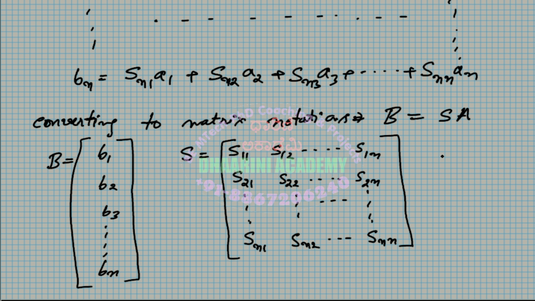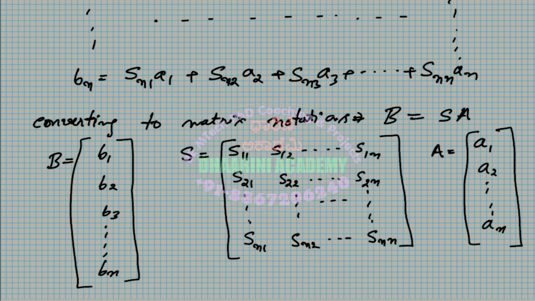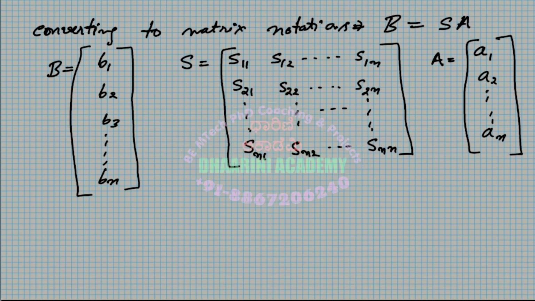And also we write A. So A is equal to the various inputs on the lines A1, A2, dot dot dot up to An. So you see this is also a column matrix. The B matrix is said to be the reflected waves or the outputs. All right, so let me write below this.